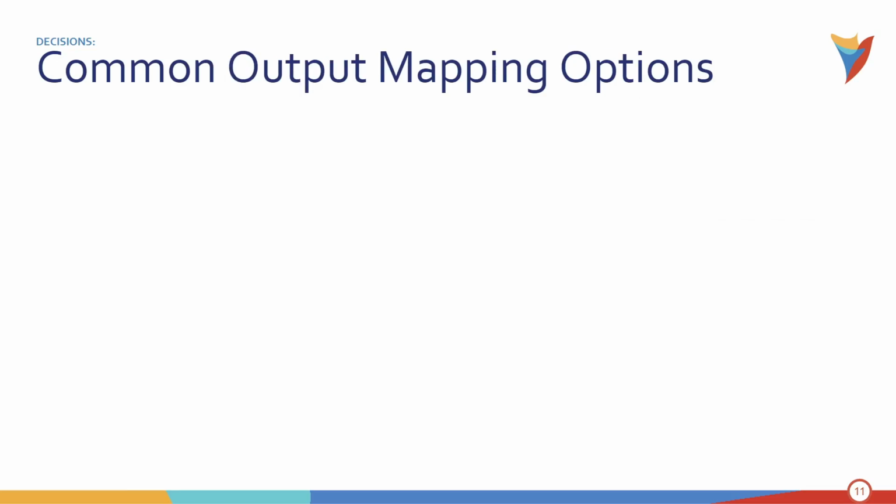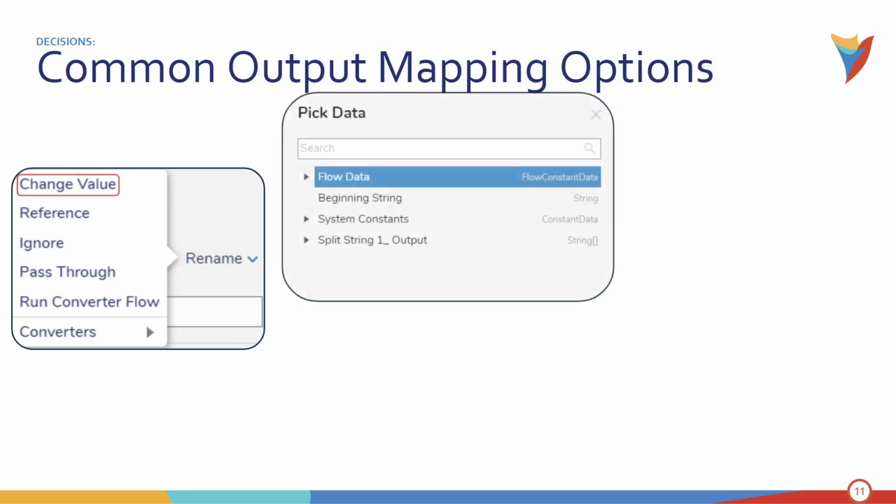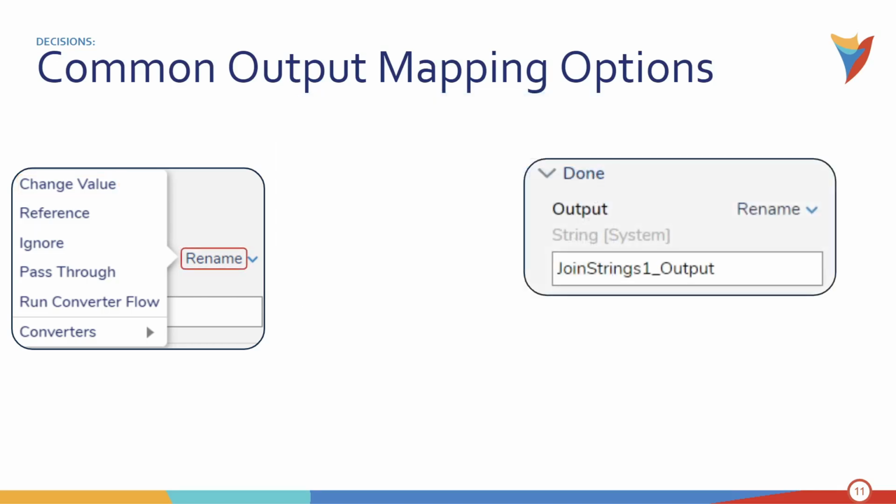When a step is outputting information, you can also change the output type based on the needs of the flow. These are not nearly as widely used as the input options, but there are still possible uses for them and are worth exploring. The first option is change value. This will allow you to keep an existing variable, but change the value of it rather than making a new variable. The second option is the most used output option, and that is rename.